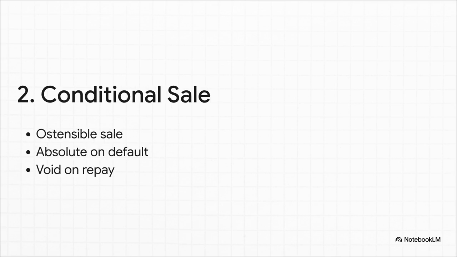Number 2, Mortgage by Conditional Sale under Section 58C. It reads, ostensible sale with condition. Sale becomes absolute on default or becomes void on repayment. No personal liability. Deliberately pause and underline that word ostensible in your answer. It means it merely looks like a sale on the surface. And, fundamentally, note that there is no personal liability for the borrower here.